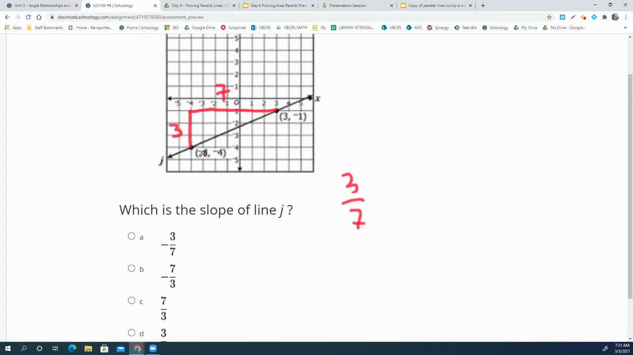Now, if you get kind of lost in the graph, and some people do, and you want to use the ordered pairs, you can do that. You want to start with the y's. And it doesn't matter which one you start with, -4 or -1. I'm going to start with the -1 because that's going to give me a positive number. So -1 minus -4. Sometimes that's where people get messed up. When you subtract a negative, you can put those negatives together and make them a positive. So that y value is 3, which is what we got right here.